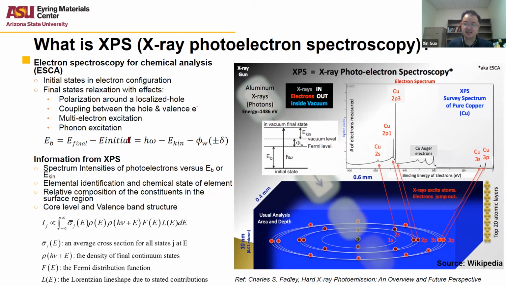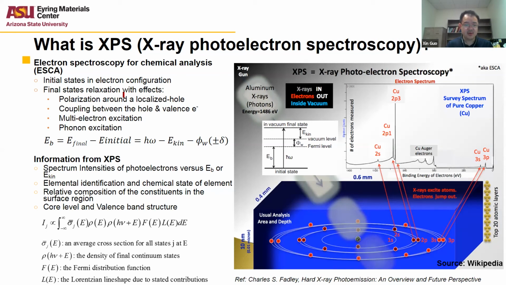Based on the conservation law of energy, this is equal to the photon energy of the X-ray minus the kinetic energy of the electron minus the work function of the spectrometer, since all the photoelectrons reach the spectrometer and are measured there. We also need to add a small term, delta, that describes the relaxation effect associated with the final state. So what kinds of relaxation effects could there be?